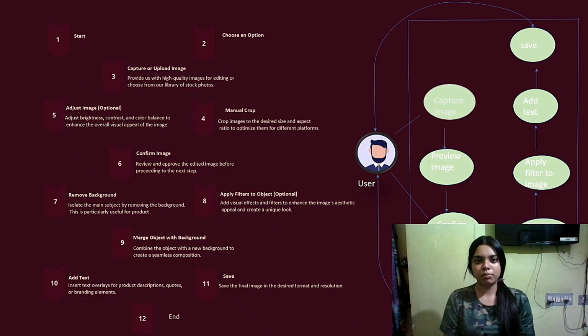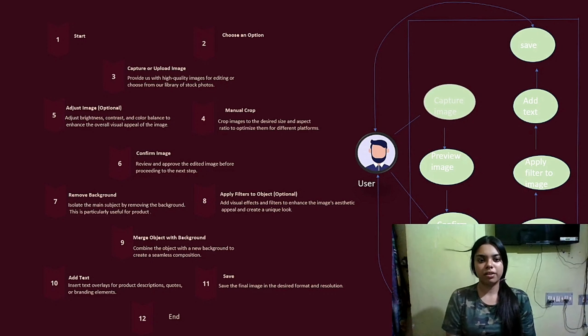Then we have to confirm the image. Basically, we have to review and approve the edited image before proceeding to the further steps. Then remove the background. Basically, the object gets isolated and the background gets removed. Then we can apply any filter to the object, which is also optional, like we can add any visual effects or filters to enhance the image aesthetics.